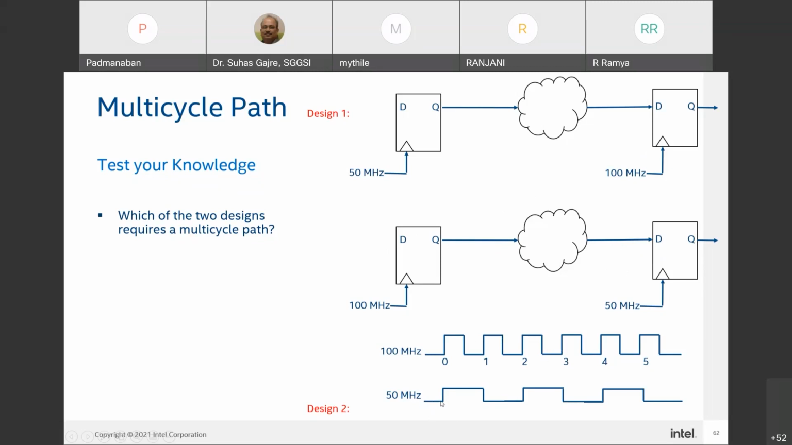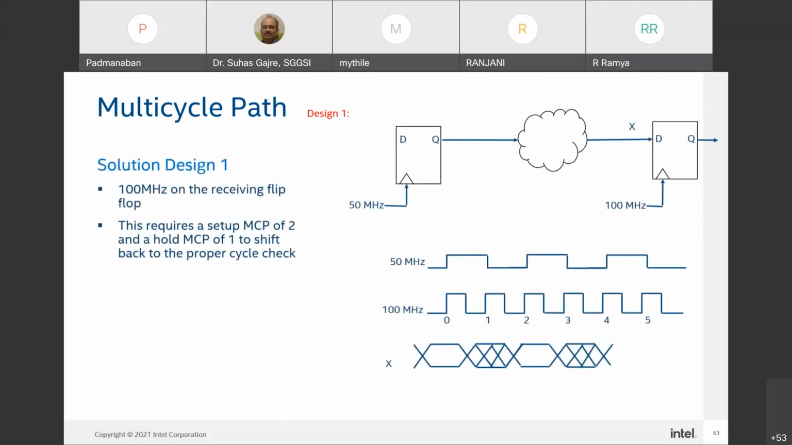Now you can see the 50 megahertz clock, right? And then you just check with the 100 megahertz clock. It takes 2 clock periods, right, to launch the data and then capture it. For example, you are going to launch here, but you cannot capture here. Where should you capture? When you are launching here, you should capture here. In that case, for the 100 megahertz clock, it is not 1 clock period, it is 2 clock periods. So design 1 is a multi-cycle path, because for the 50 megahertz clock, it requires 2 clock periods. That's what we should understand.